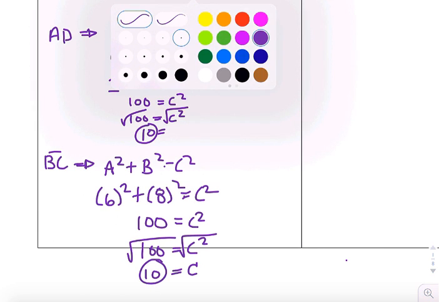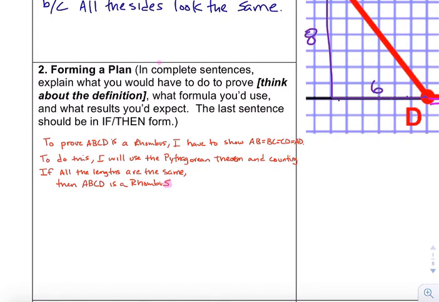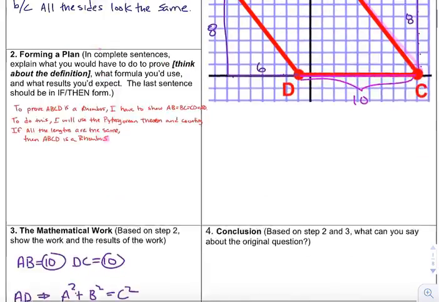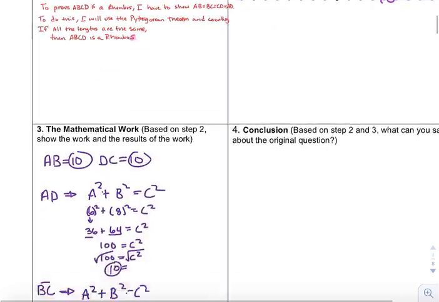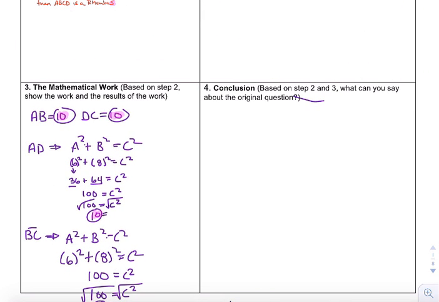And so we said in a previous step that we're going to use the Pythagorean theorem and counting, and then if all the lengths turn out to be the same, then we can conclude this is a rhombus. So we did that. We counted at least two parts, the top and bottom. They were 10. We calculated the other two parts. They're also 10. And so now we can write our conclusion. And the conclusion has got to be based on steps 2 and 3. This has nothing to do with your opinion. The conclusion is all about what you actually know.